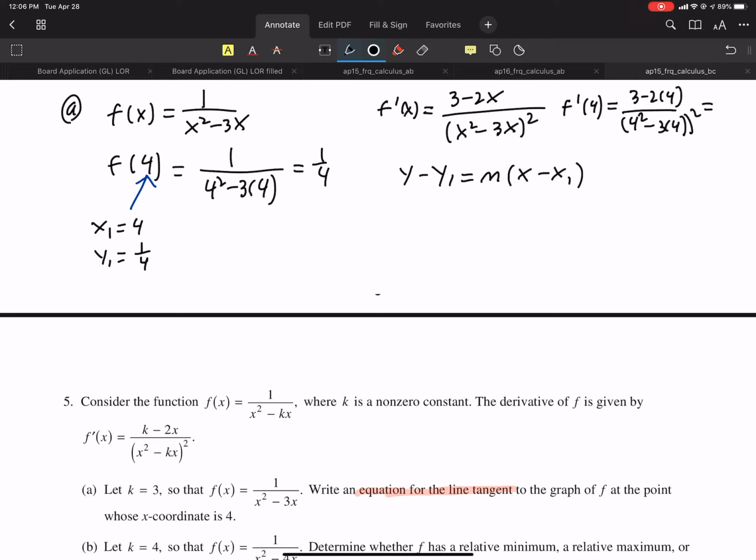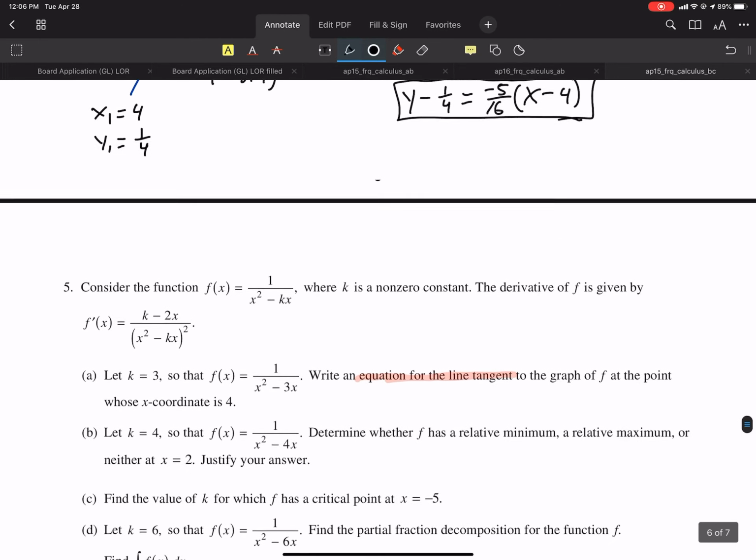Now when we simplify that, we should get negative 5 on top, and I believe a 16 on the bottom. So that is our slope. We put that all into our equation right here. And there we go for part A. Quite simple, eh?